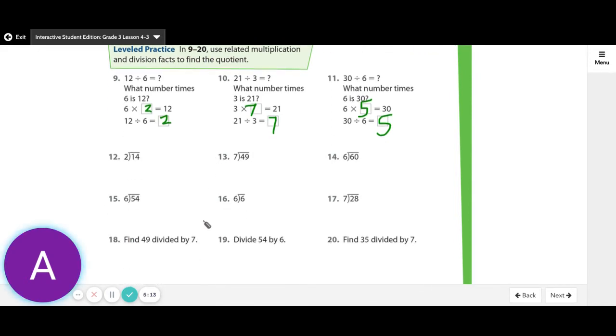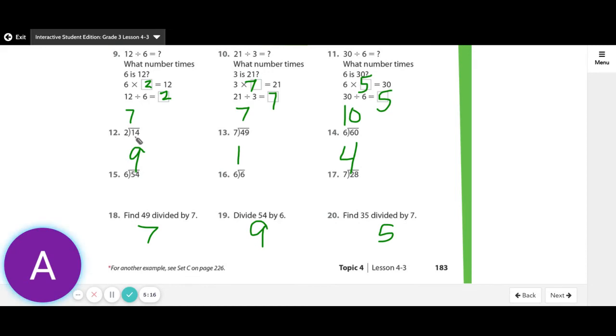I want you to try the rest on this page, pause the video, and then come back to check your answers. So I know 14 divided by 2 is 7. 49 divided by 7 is 7. 60 divided by 6 is 10. 54 divided by 6 is 9. 6 divided by 6 is 1. 28 divided by 7 is 4.